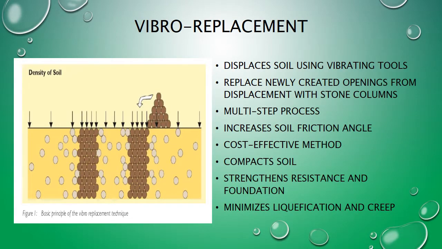Vibro replacement displaces soil with the use of vibrators hung and lowered from a crane. Once at a desired depth, soil is then densified as the vibrator is raised back up. This densification results from energy exerted from vibrations as they reduce the intergranular forces between soil particles and stiffen minerals. As the vibrator is retracted, gravel runs from the tip of it into the space created. This gravel is then compacted to form a stone column. This method helps minimize effects of liquefaction and creep, as well as increase soil friction angles.